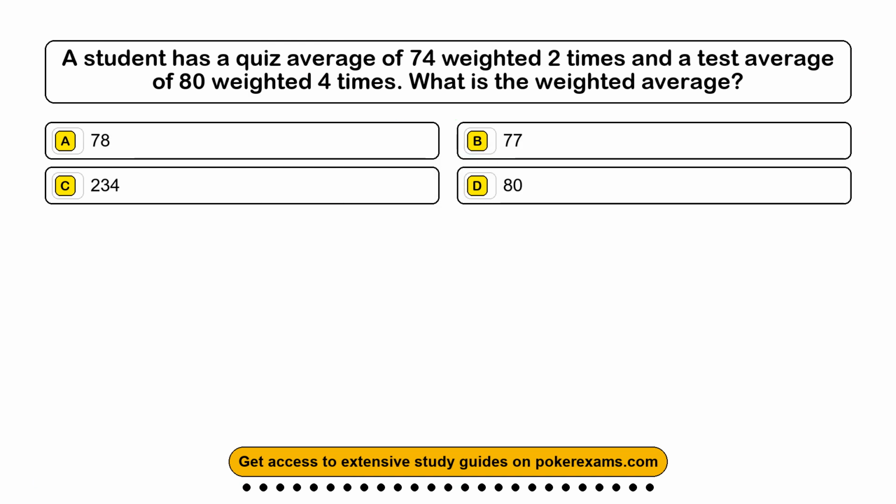Question 20. A student has a quiz average of 74 weighted 2 times and a test average of 80 weighted 4 times. What is the weighted average? Option A 78. Option B 77. Option C 234. Option D 80.